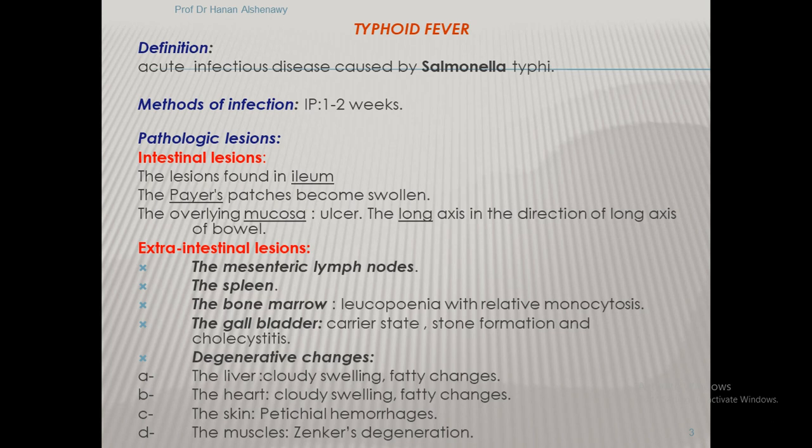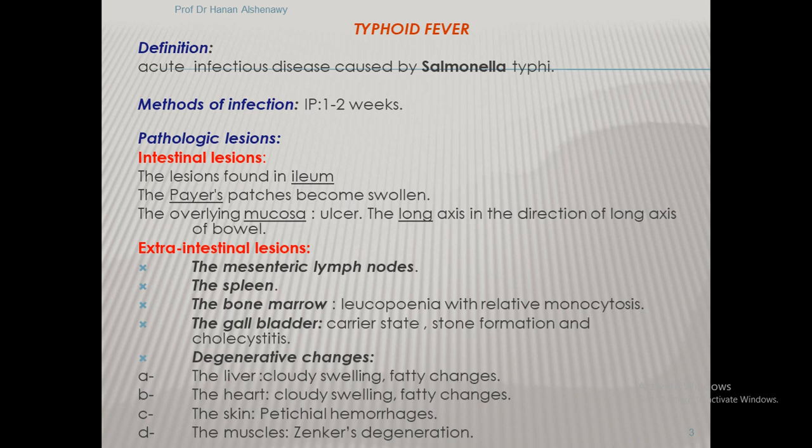An example of inflammatory lesions of the bowel is typhoid fever. It's an acute disease caused by bacteria called Salmonella typhi. It has an incubation period of 1 to 2 weeks, and the lesion is seen in the intestine and outside the intestine. In the intestine, the lesion is in the ileum, so it's in the small bowel.